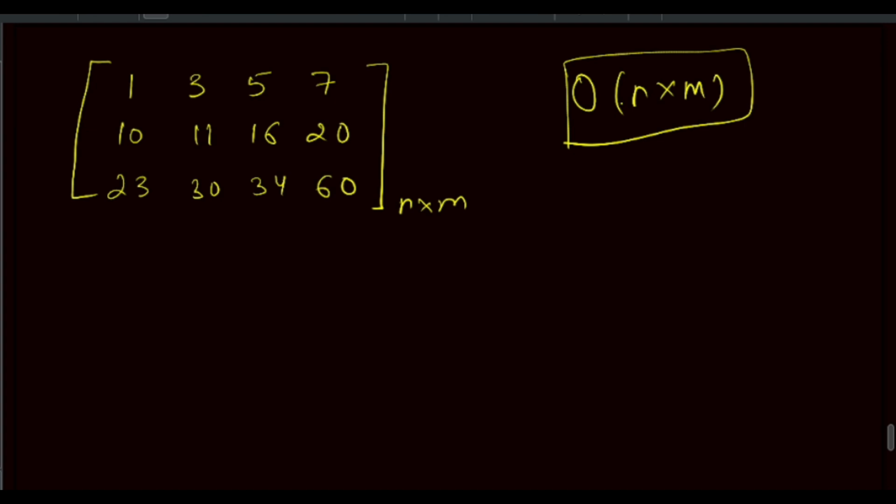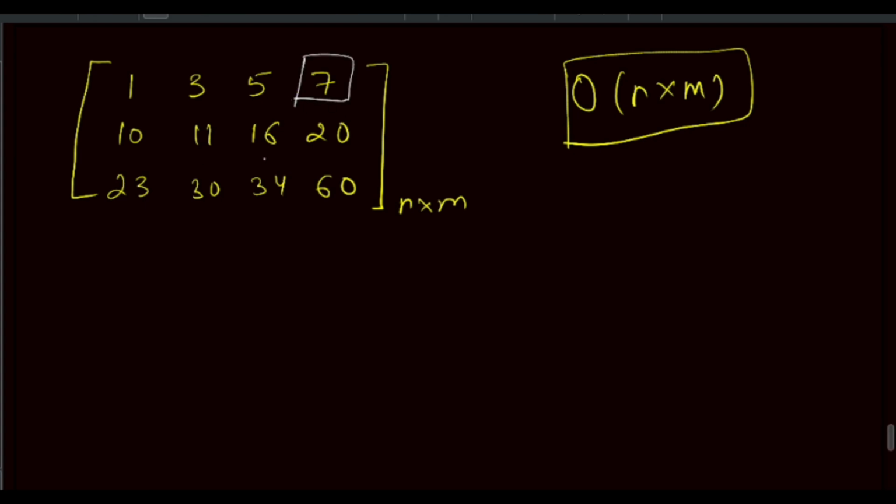So we need to get better. We need to apply binary search in this. So let me show you a very interesting algorithm which is based on binary search and used to search in 2D matrices. So what I'll do is I'll start from this position, the upper right corner.